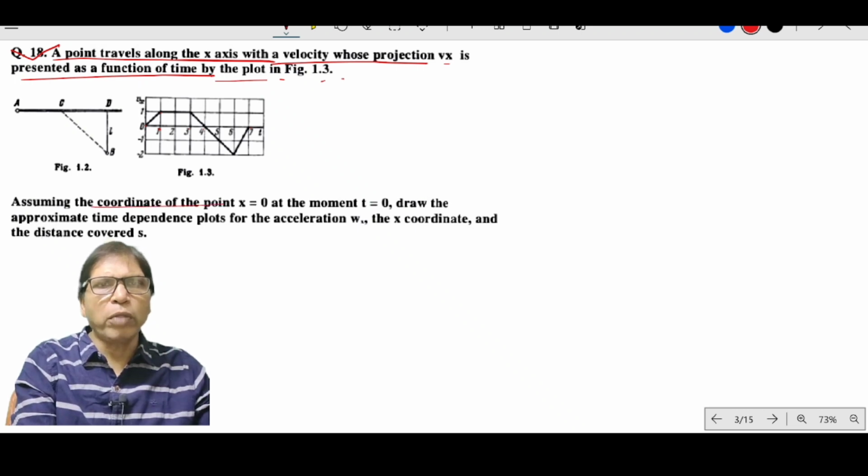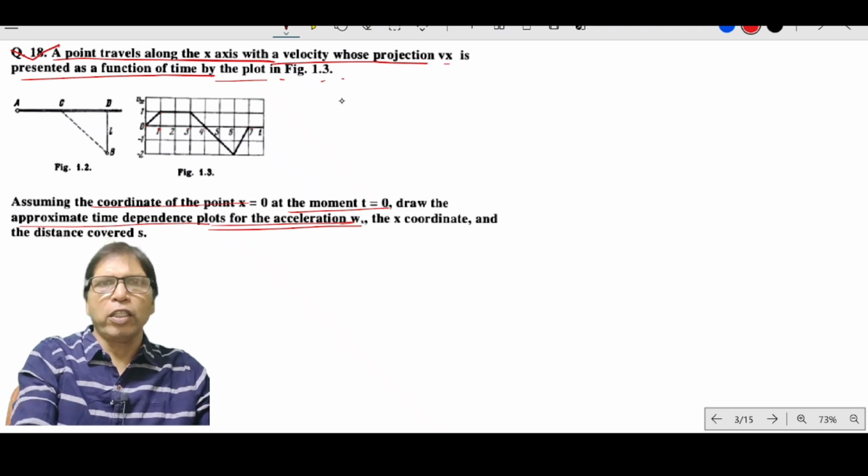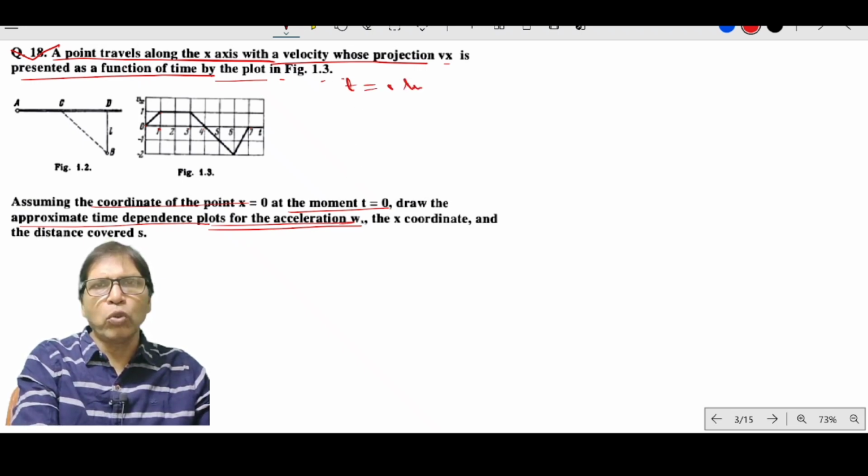Assuming the coordinate of the point is x0 at moment t equal to 0, draw the approximate time dependence plot of the x-axis, and the time dependence of acceleration. So look at this, from t equal to 0 to t equal to 1, acceleration equal to 1 by 1. So this is the 1.